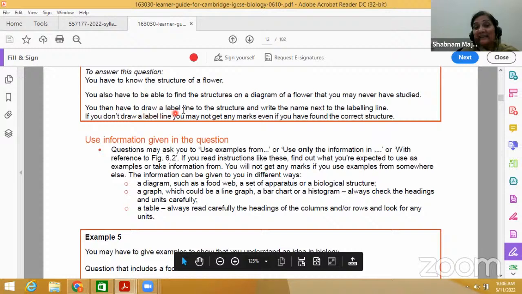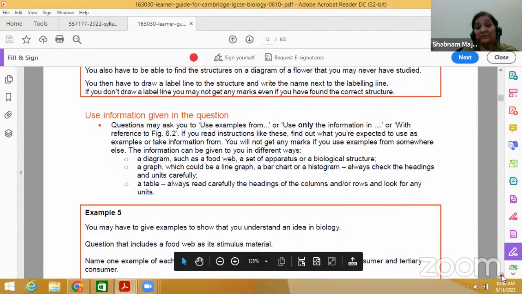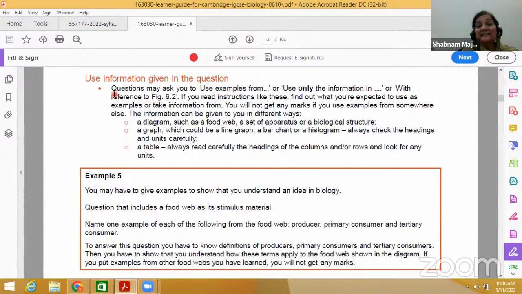You then have to draw a label line to the structure and write the name next to the label line. If you don't draw a label line, you may not get any marks. If you just write near the structure, but you don't draw the label line, you will not get marks for the correct answer. Use information given in the question. The question may ask you to use examples from, or use only the information in, or with reference to figure 6.2. If you read instructions like these, find out what you are expected to use as examples or take information from. You will not get any marks if you use examples from somewhere else.